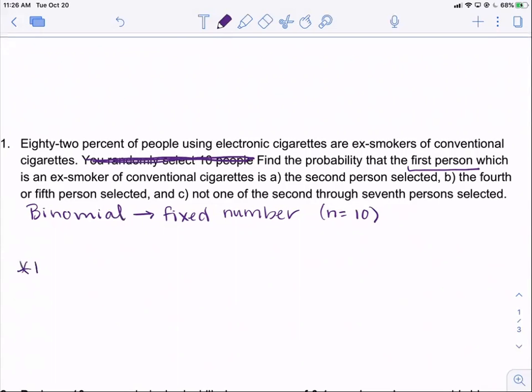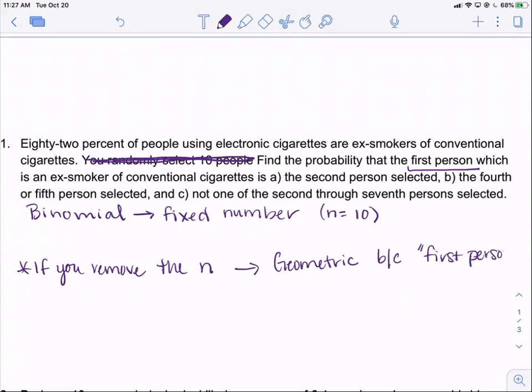So if you were to remove the N, the fixed number of trials, it becomes geometric because of the words first person. Meaning the first success is whichever trial.